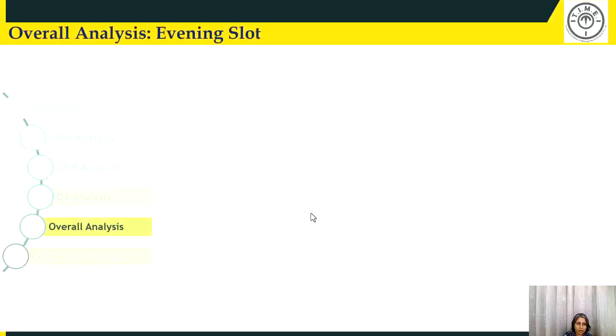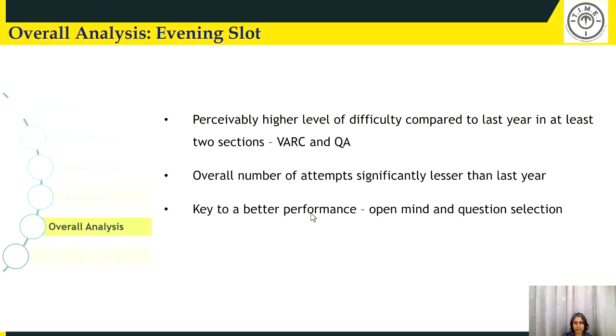So now if I look at overall all the three sections put together, just as a recap of what we have discussed. In VARC and Quant, the general feedback of the students has been that the difficulty level was high as compared to last year. In VARC, some students are of the opinion that it was similar and some feel that it was high. But in Quant, almost all the students agree that the level was higher than last year.